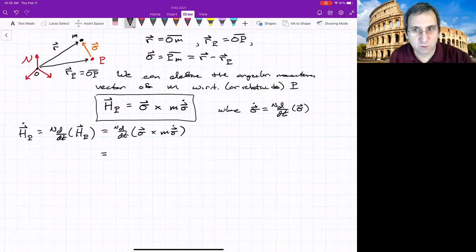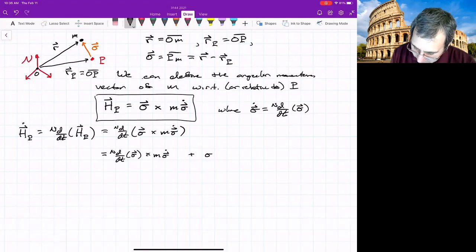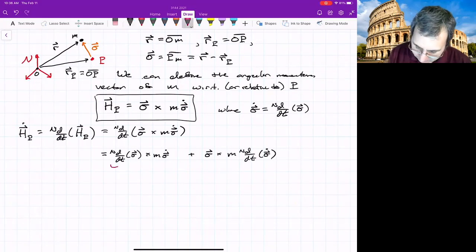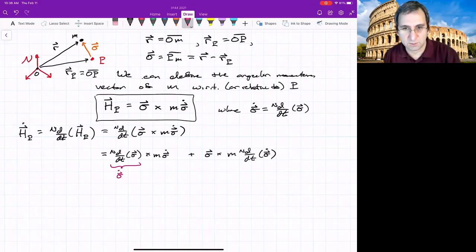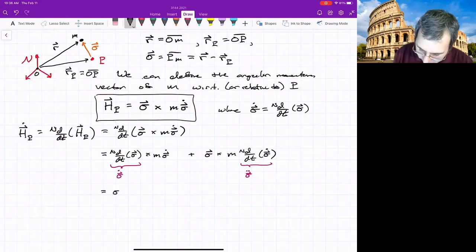So like before, we use the product rule for cross products. We take the inertial derivative of sigma cross M sigma dot, plus sigma cross M times the inertial derivative of sigma dot. The M is a constant, so I pulled it out. This is just sigma dot, so I've got sigma dot cross some scalar times sigma dot. That's going to be 0. And this I'll just call sigma double dot. So we're left with sigma cross M sigma double dot.